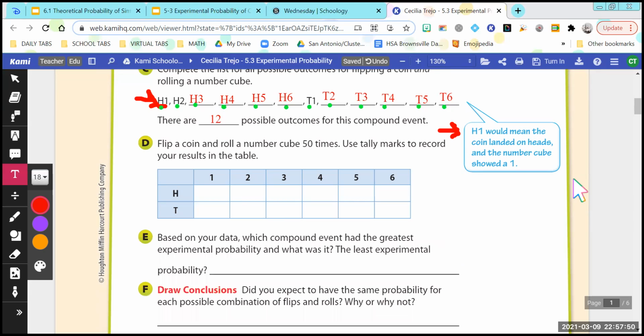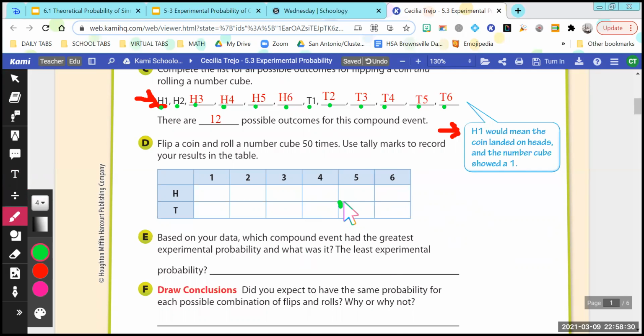I wanted to do letter D and E in class, actually flipping a coin and rolling a number cube. If you want, you can pause the video. If you happen to have a coin and a die at your house, do it. Do the experiment 50 times and use your tally marks to record your results on the table. So let's say, for example, I flip my coin and it landed on tails. And then I rolled the die and it landed on five. I would just put a little line to represent that tally.